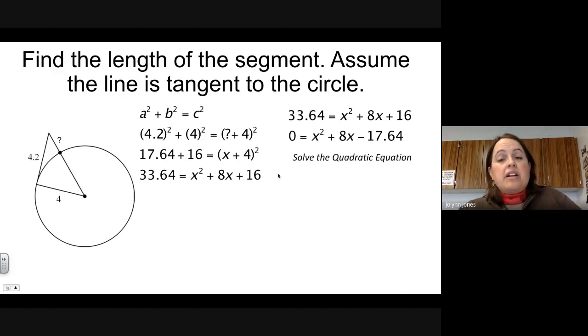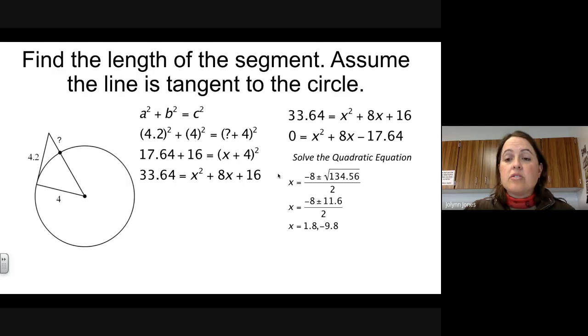So we can solve it by completing the square. If this was factorable, this is not factorable though. On this one, I chose to use the quadratic formula. And I'm not going to show all of the quadratic formula, just the last little bit of it. Okay, so if I substitute that in and we use the quadratic formula, then I'm going to get two solutions, 1.8 and negative 9.8.